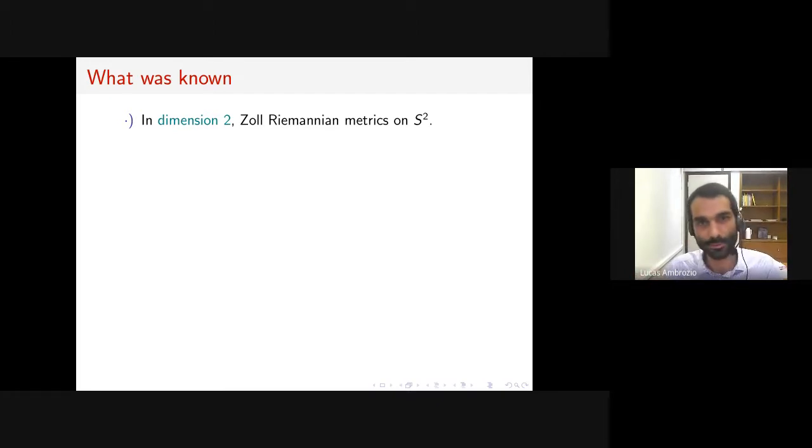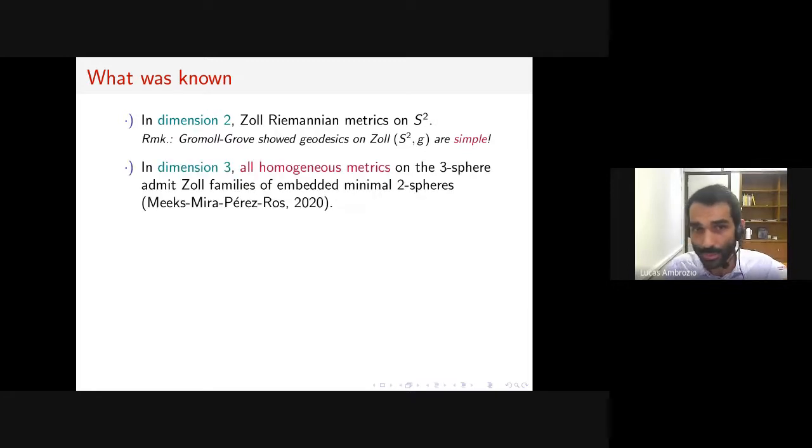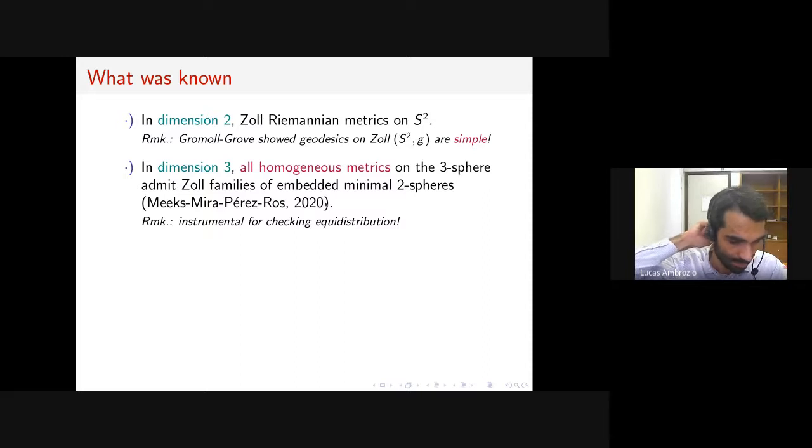In two dimensions, of course, people knew Zoll Riemannian metrics. But in three dimensions, all homogeneous metrics on the three-sphere admit Zoll families of embedded minimal two-spheres. This is something that you can read from the classification of minimal two-spheres in homogeneous three-spheres. This investigation was done by Meeks, Mira, Pérez and Ros. If you read the paper, you realize that the set of minimal two-spheres is parametrized by RP3 and satisfies assumptions 1 and 2 that I made. So homogeneous metrics on S3 are examples of the objects that we are proposing to study.